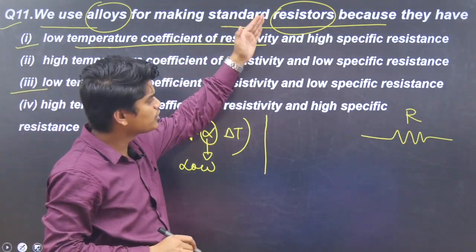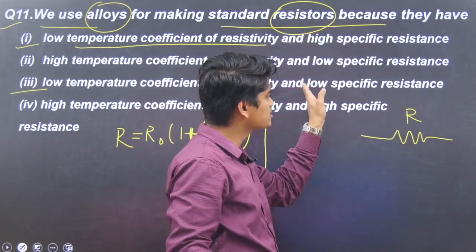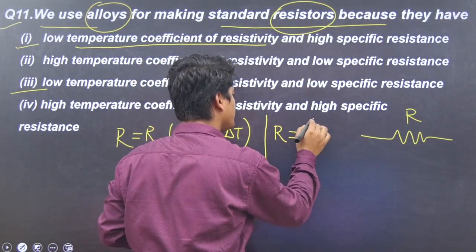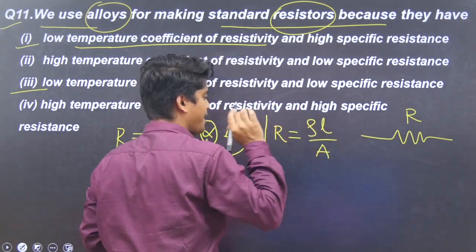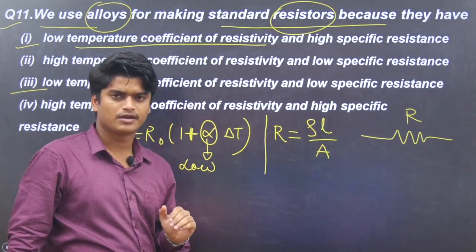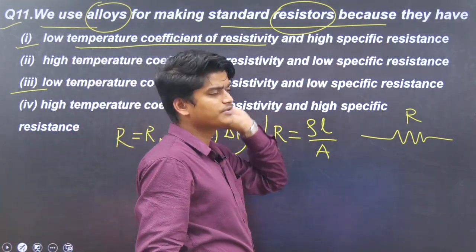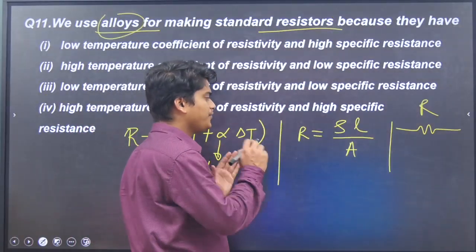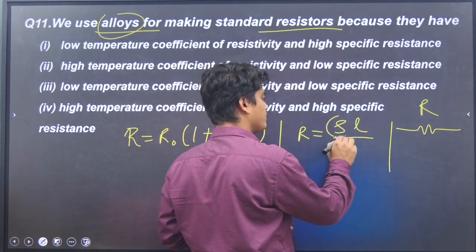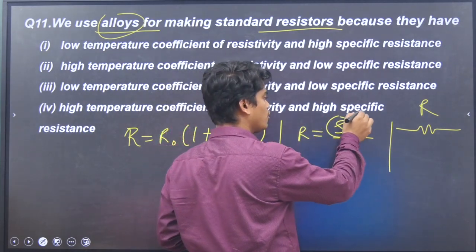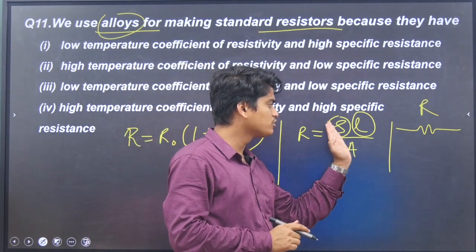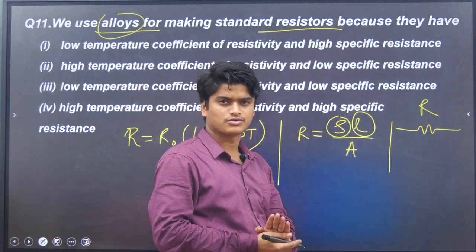Now I have to check the other point. They are telling high specific resistance, low specific resistance. Now understand specific resistance. This R can also be written as rho L by A. What is rho? Rho is resistivity, L is length, A is area. This resistivity is also called specific resistance. So if I want more resistance value, either I can have high resistivity or more length, because R is directly proportional to rho and R is directly proportional to length.